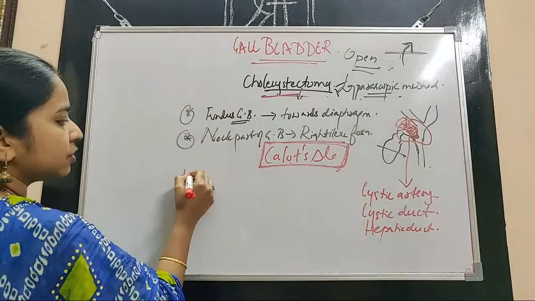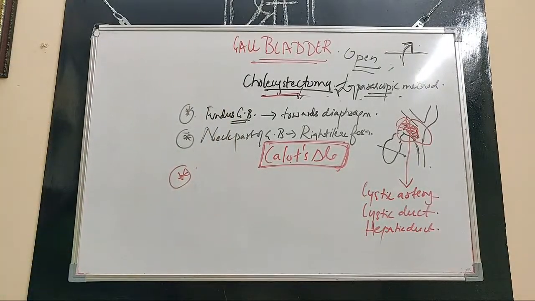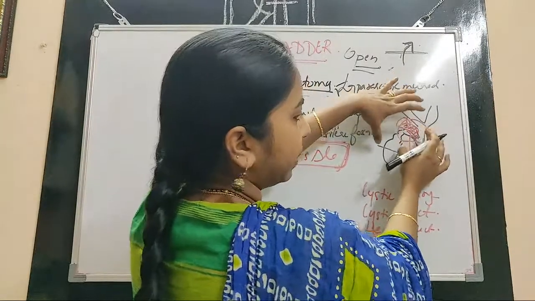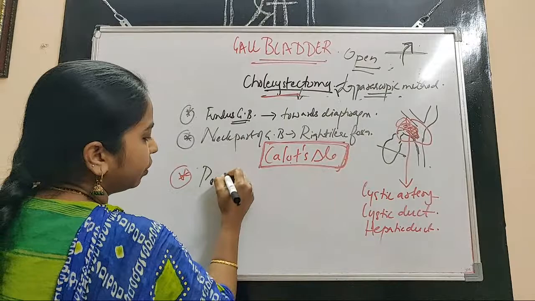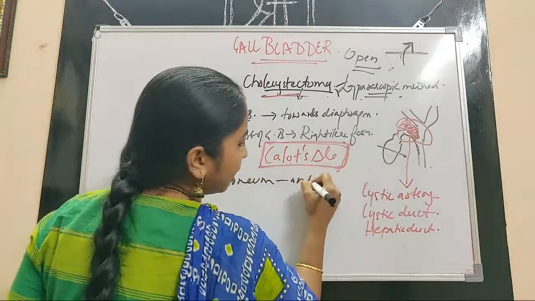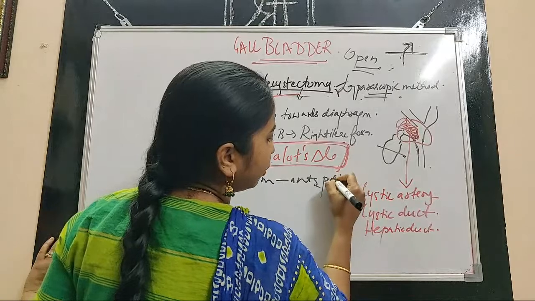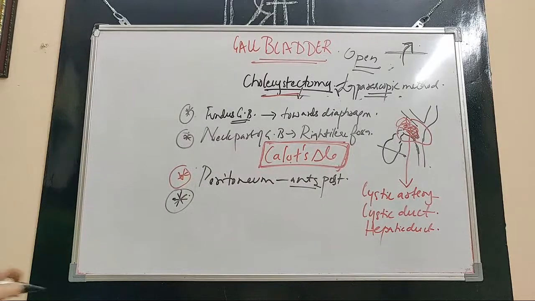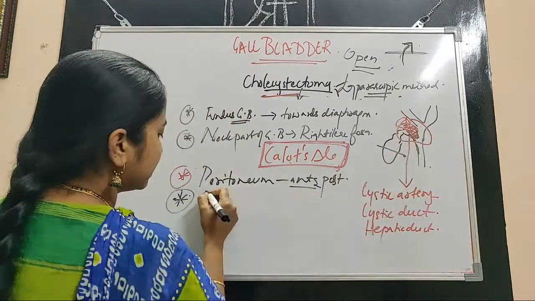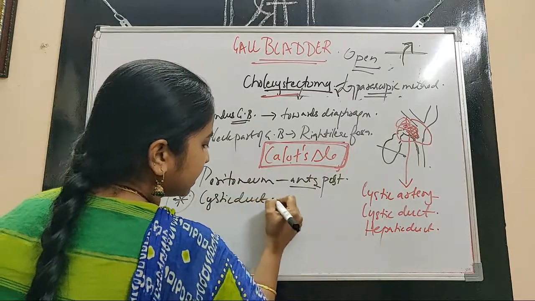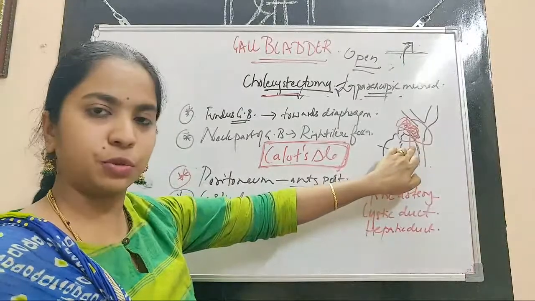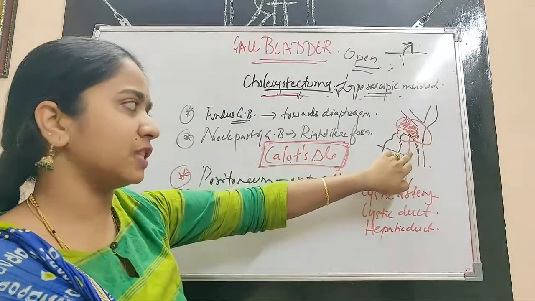So once the Kellogg's triangle is identified, what do we do next? Once we do the retraction, our Kellogg's triangle becomes a little clearer, and then we dissect the peritoneum anteriorly and posteriorly to expose the Kellogg's triangle fully. Now once we open up the peritoneum, the next thing is identification of the cystic duct. So the cystic duct is traced completely up to its connection to the hepatic duct at the level of the CBD.